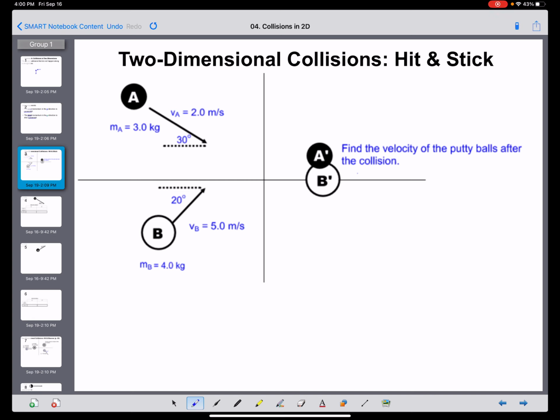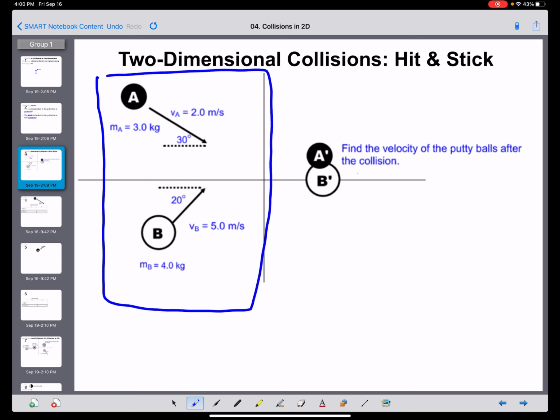We have 2 objects, A and B, and everything that's happening within this box that I'm drawing is before the objects collide. For object A, we know its mass, its speed, and the angle it's moving at. For object B, we know some information as well. In this particular case, they're telling us in the question that when objects A and B collide, they're going to stick together, and we want to find the velocity of A and B together after the collision. Since this is a 2-dimensional collision, we're going to break things into components.